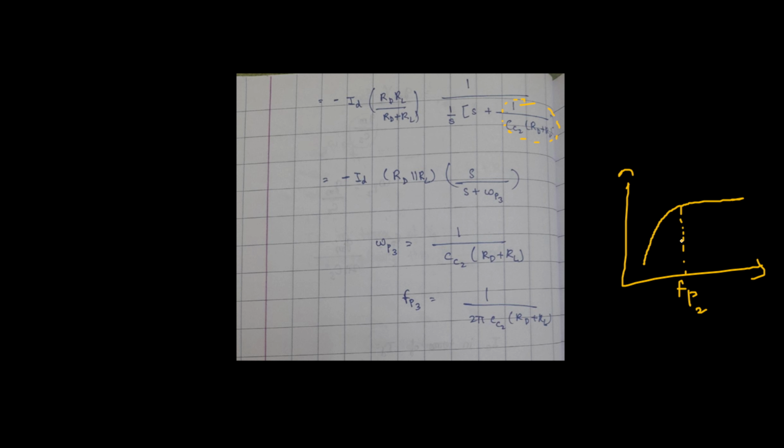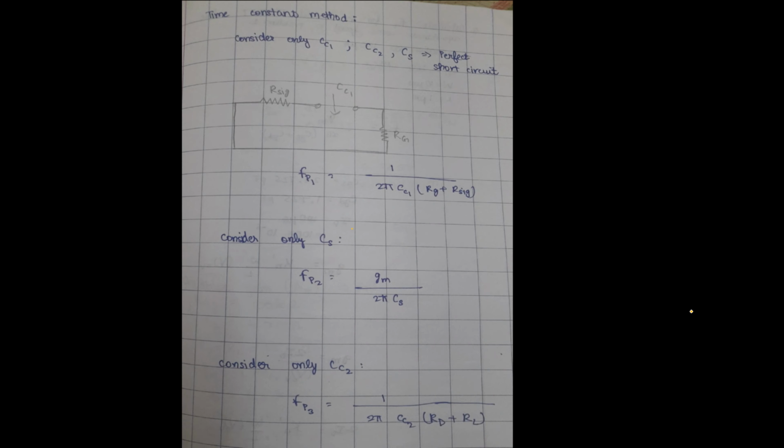and the value of FP2 is much higher than the value of FP1 and FP3. So usually FP1 and FP3 are equal, and FP2 is 10 times their frequency values. So if these are around 10 hertz, the value of FP2 comes out to be 100 hertz. So that is approximately how much larger FP2 is when compared to FP1 and FP3.